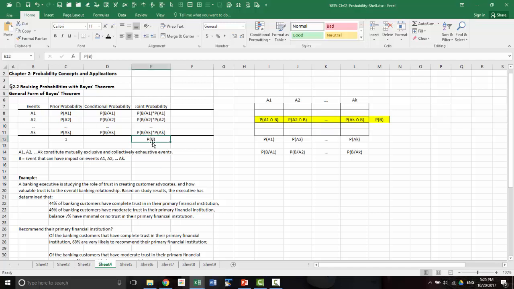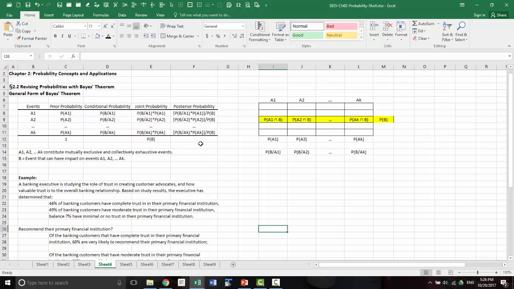Now if you divide that probability back into these individual joint probabilities, you would get the posterior probability. That will be probability of A1 given B. So given a good credit report, what is the probability that the applicant is a bad risk? What is the probability that the applicant is a moderate risk? What is the probability that the applicant is a good risk? Those are called posterior probabilities.